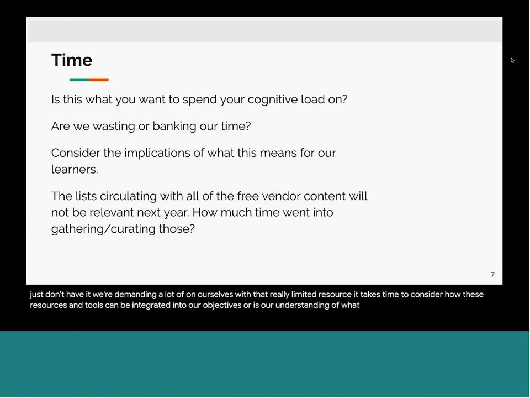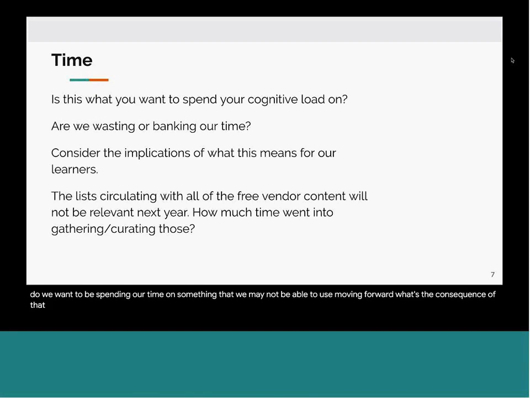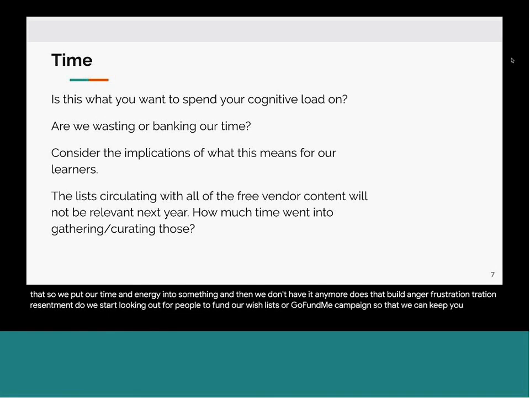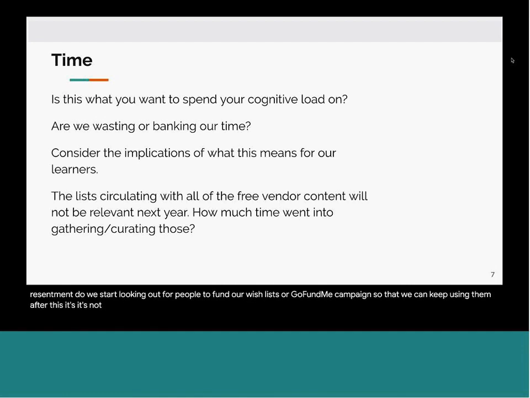or is our understanding of what objectives means changing now too? We want to be spending our time on something that we may not be able to use moving forward. What's the consequence of that? So we put our time and energy into something and then we don't have it anymore. Does that build anger, frustration, resentment? Do we start looking out for people to fund our wish lists or GoFundMe campaigns so that we can keep using them after this? It's not sustainable to continue to pay for them when everybody's choosing something new. So I think this can actually harm learners.